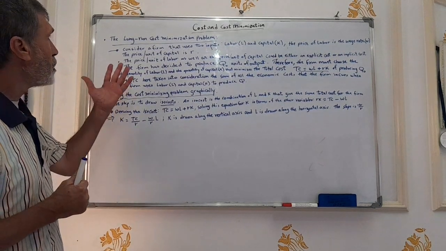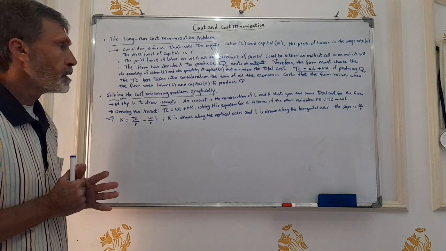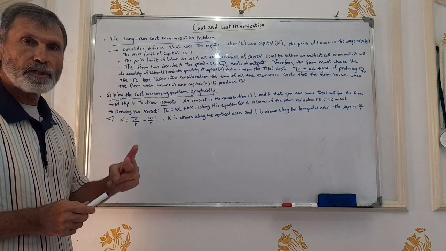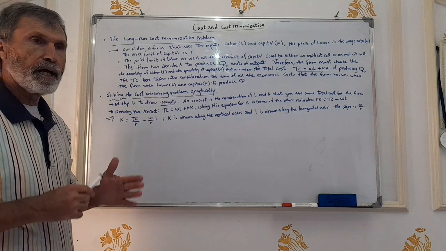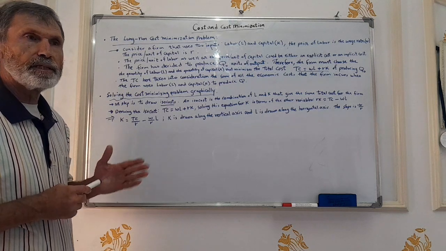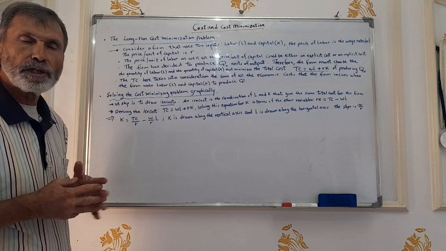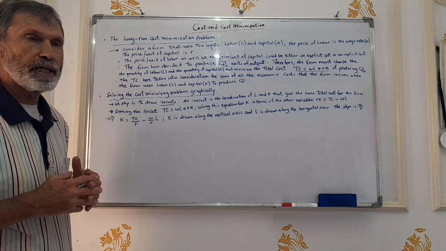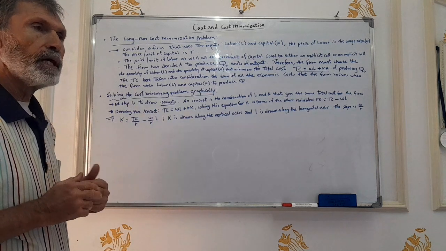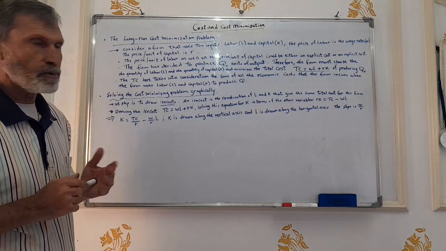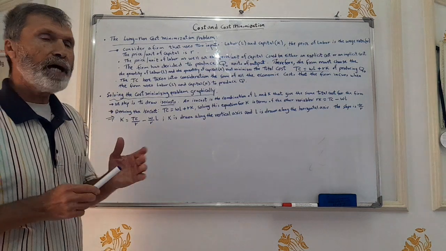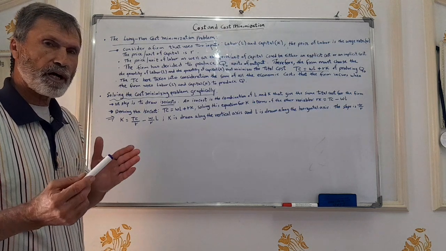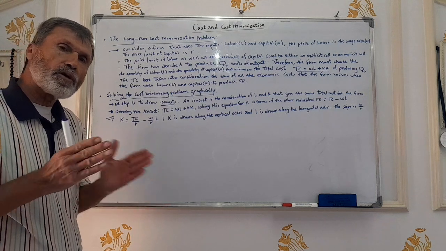Okay, now we're going to formulate the long-run cost minimization problem. Here we're going to assume that we have a firm that uses two inputs, labor and capital, and the prices of these inputs: the price per unit of labor is denoted by W, the wage, and the price per unit of capital is R. Now remember that the price of labor, W, and the price of capital, R, could be either explicit or implicit.